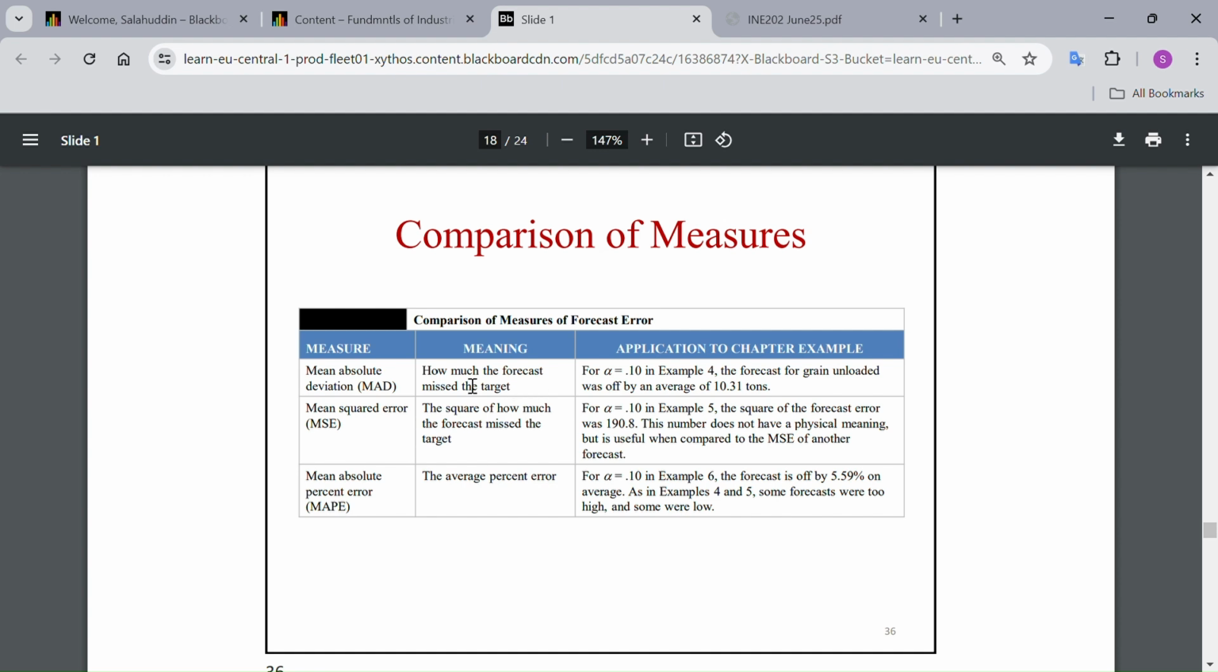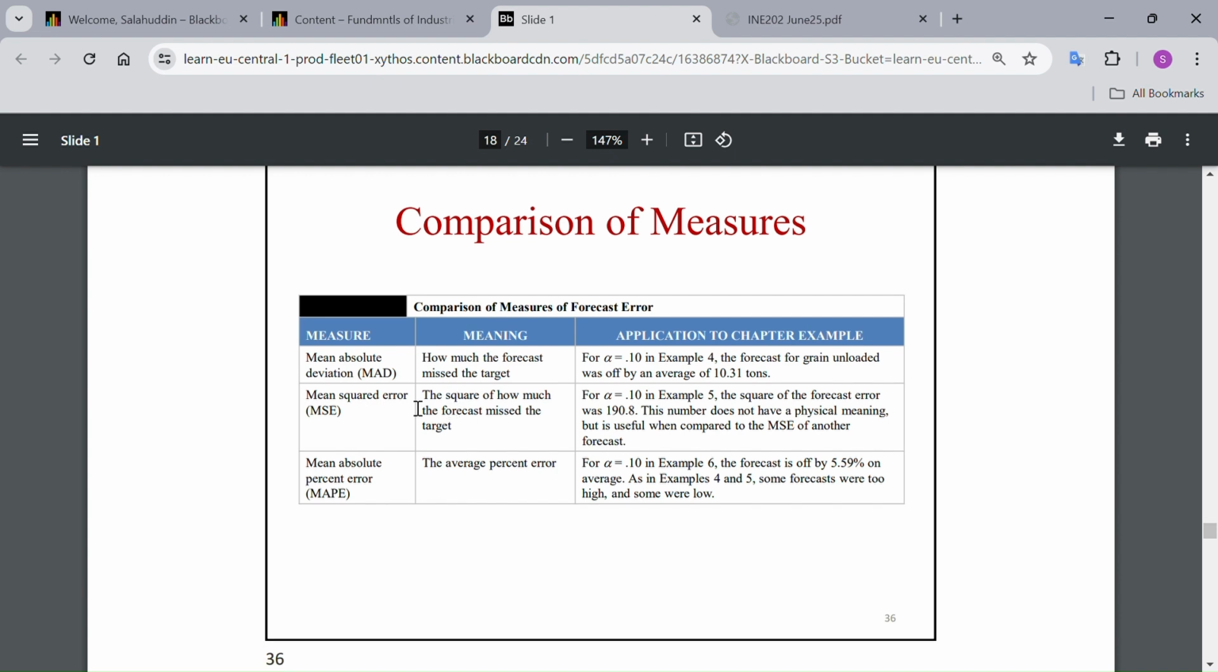So this is a brief comparison of the measures. Mean absolute deviation, MAD, means how much the forecast missed the target. So it's basically linear, it has no weights for each value. And then the mean squared error is the square of how much the forecast missed the target, so it gives more weight to higher values. And then the mean absolute percent error, MAPE, is the average percent error.